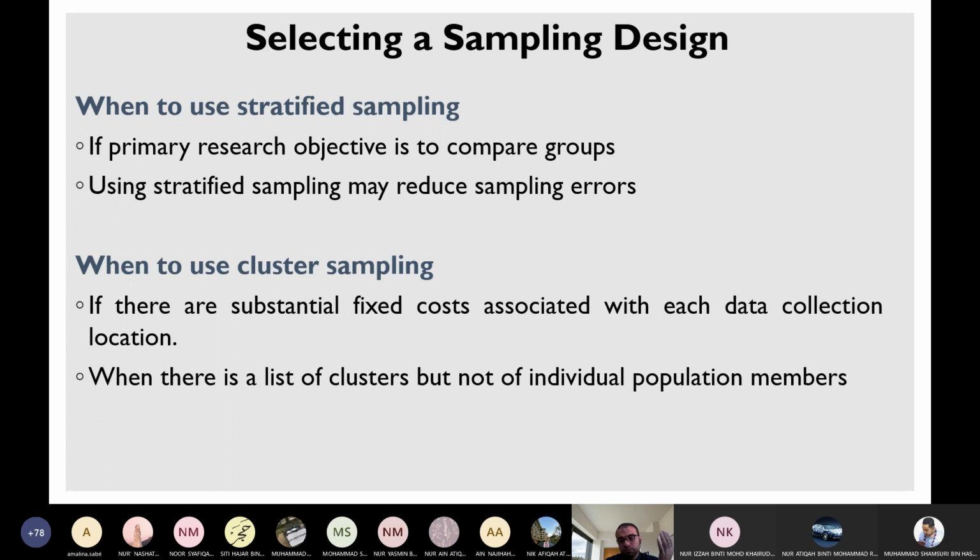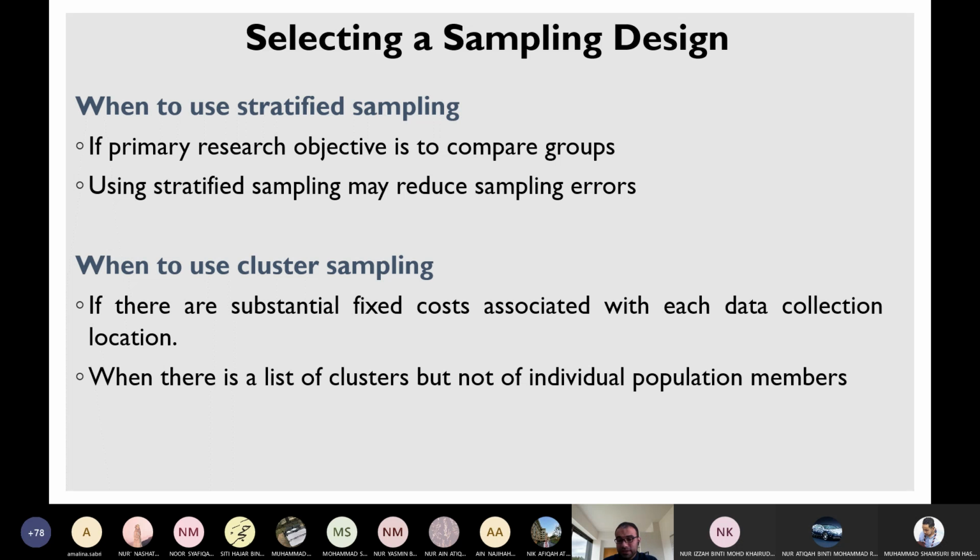In general, some insights: for stratified sampling, as we mentioned from the beginning, you are interested to compare certain groups, certain parameters, depending on gender, ethnicity, or age. So you go for stratified sampling. And you are interested to minimize the sampling error as much as you can, so it would be helpful.